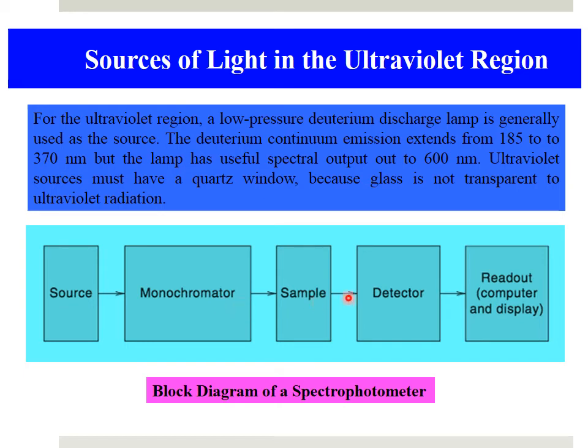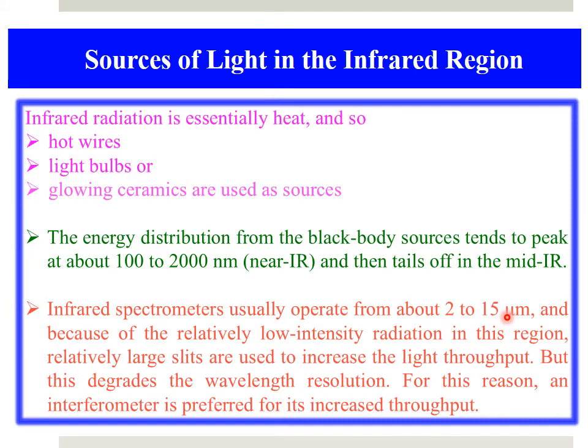This monochromatic light then passes through the sample. The sample will absorb some amount of the radiation and some will be transmitted. The transmitted radiation will be detected by a suitable detector depending upon the wavelength range which we study, and then the detector will send signals to a readout device, which will be displayed on a computer.